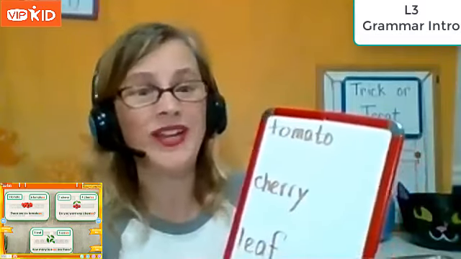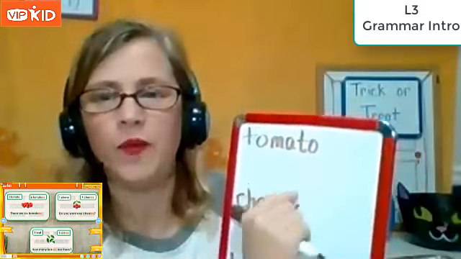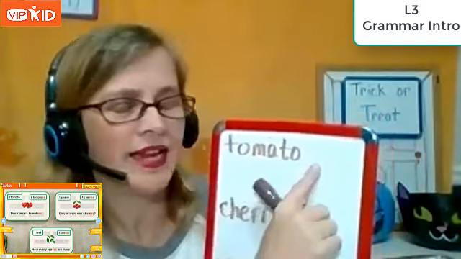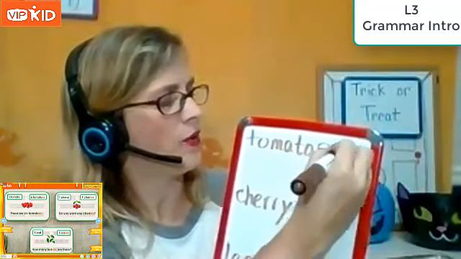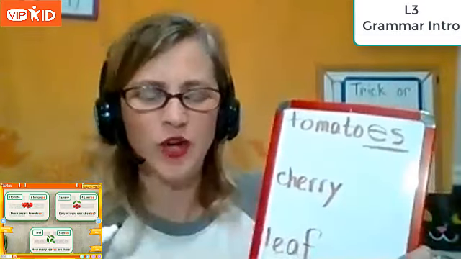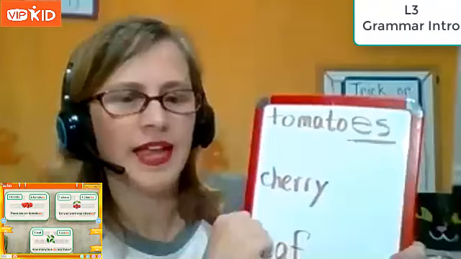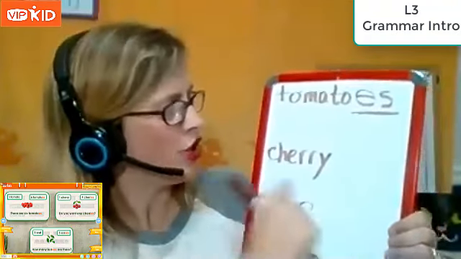And really not say very much unless I need to, and say, how do I write tomatoes? And have the student come up with ES. And then I would write ES. Good. How many cherries are there? And have the student count. There are 4 cherries. Cherries.